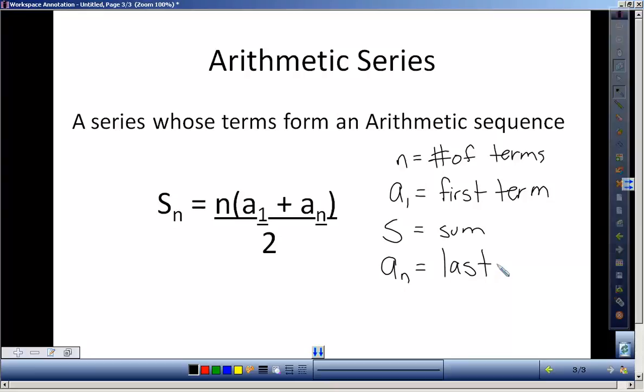What is the last term? If we're finding the sum of the first million terms, it would be A1 million. What's that 1,000,000th term? What is the last term? So we have our first term, our last term. How many terms do we have total? All divided by 2. And so this is our formula.